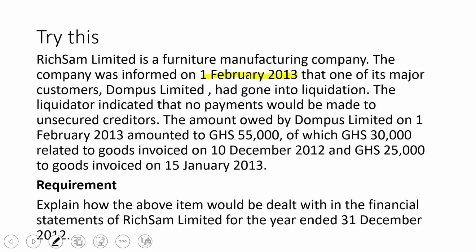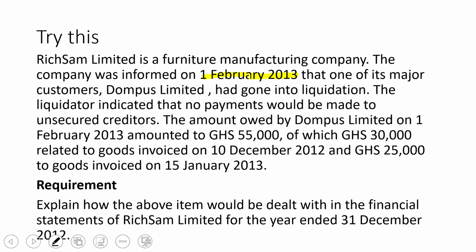But let's read further. The liquidator indicated that no payment would be made to unsecured creditors. The amount owed by Dumpus Limited on 1st February 2013, that's the debtor, amounted to 55,000. So the debtor who had gone into liquidation is owing the firm Richsam 55,000, of which 30,000 related to goods invoiced on December 10th, 2012. So this 30,000 is definitely an adjusting event. The customer had gone into liquidation, and the debt arose in December 2012, within the reporting period. So 30,000 is an adjusting event.